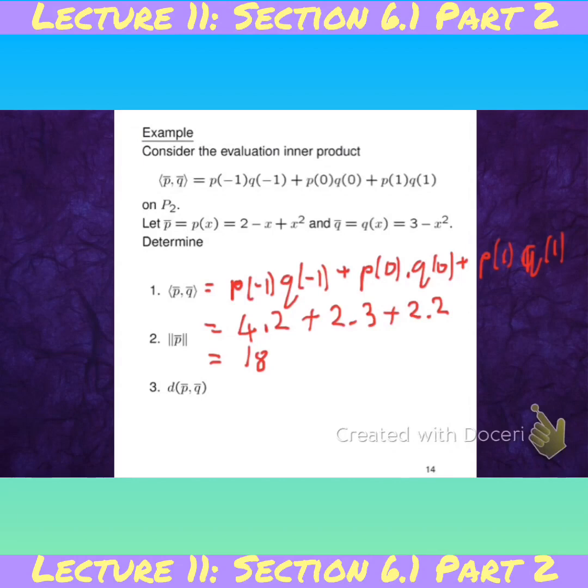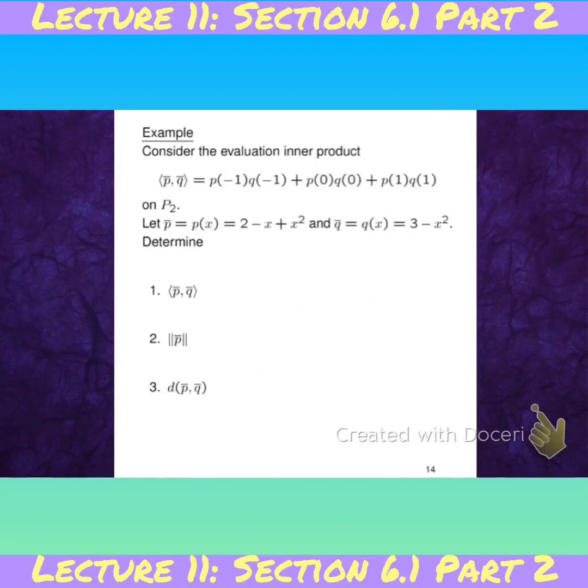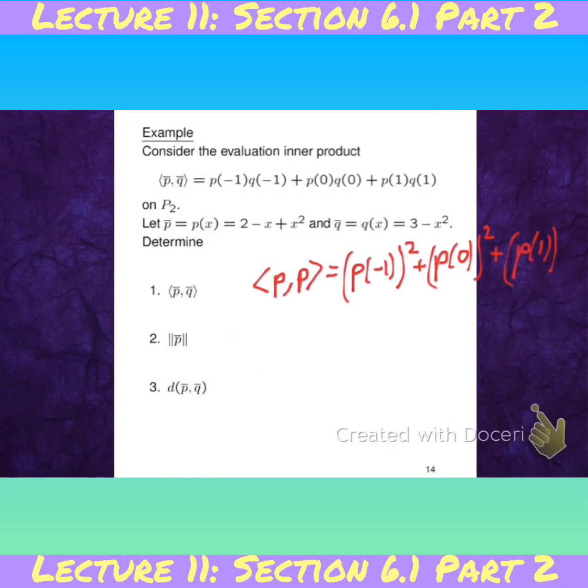Then, what's the norm of P? What do we need to determine first? We need to determine the inner product of P with itself. And again, by definition, that's going to be P at the point minus 1 multiplied by P at the point minus 1, which is P at the point minus 1 squared. Then again, we've got P at the point 0 multiplied by P at the point 0, which is P at the point 0 squared, plus P at the point 1 multiplied by P at the point 1, which is P at the point 1 squared. And that is going to basically then be, what's P at the point minus 1? That's going to be 4 squared.